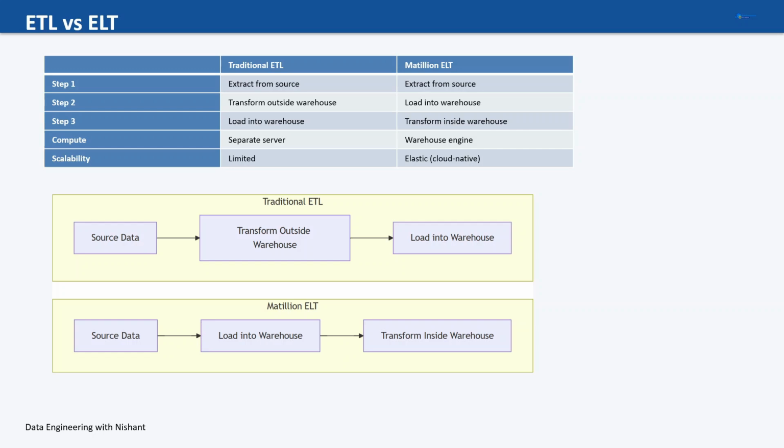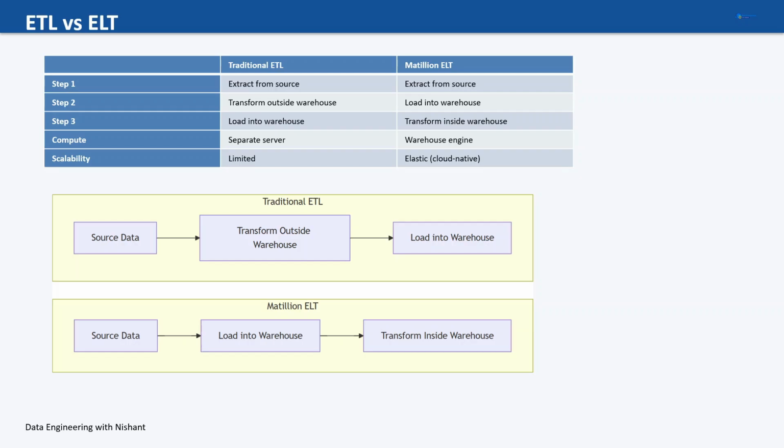In case of Matillion ELT, data is pulled from sources and then loaded raw into the warehouse. Transformations happen inside the warehouse using the compute engine. The advantage here is that we are using native cloud warehouses like Snowflake that can auto scale. For example, if you need more compute power, we can increase the size of the warehouse, and that can be done in minutes.